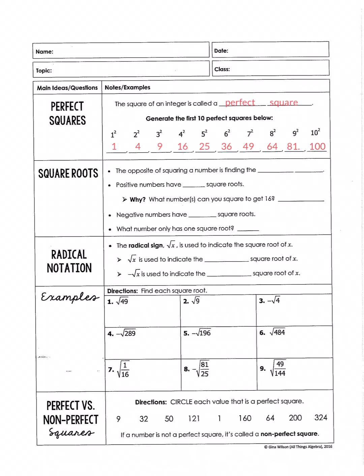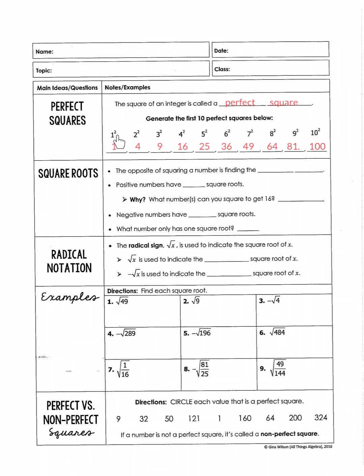Today we are going to look at perfect squares and square roots. We're going to start out with the square of an integer is called a perfect square. Okay. We're going to generate the first 10 perfect squares below.